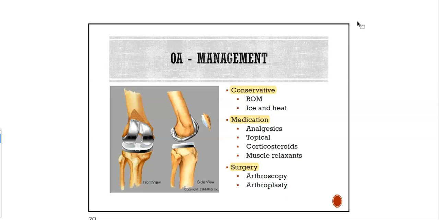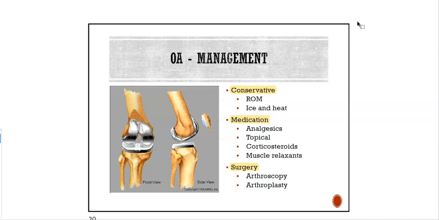Medication-wise, we can give analgesics, topical ointments to help with the pain. And then we can also have corticosteroids, which can be systemic, and sometimes they can be injected directly into the joints. And if the patient is having muscle spasms, which is quite common, especially in patients who have osteoarthritis in their spinal column, then we can give them muscle relaxants for the muscle spasms.